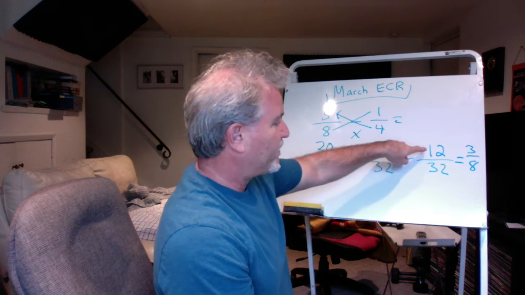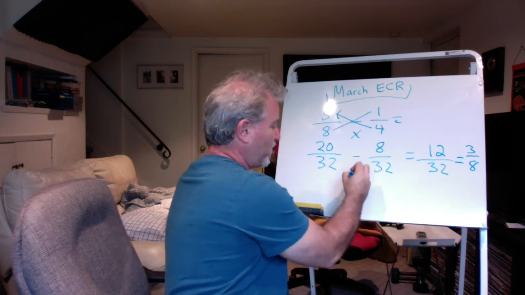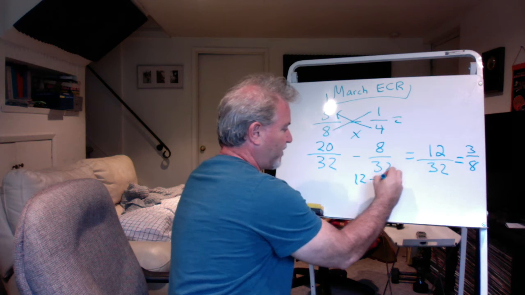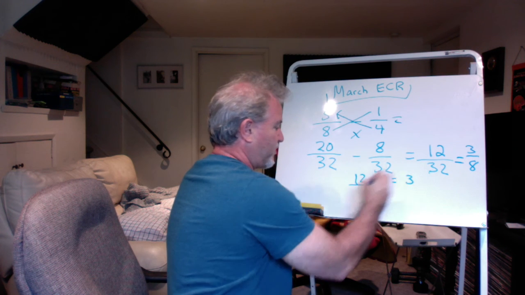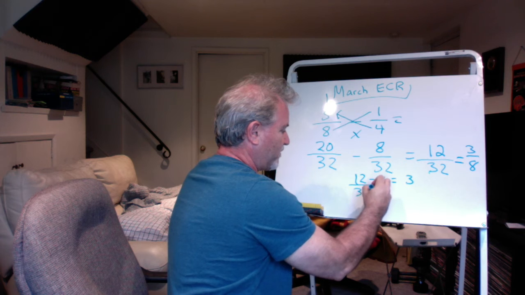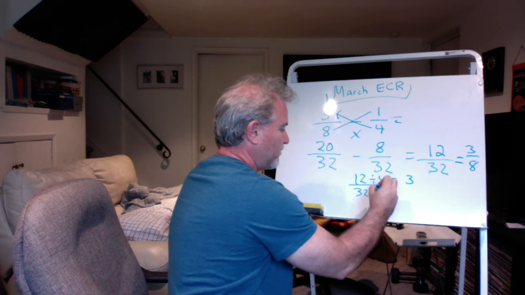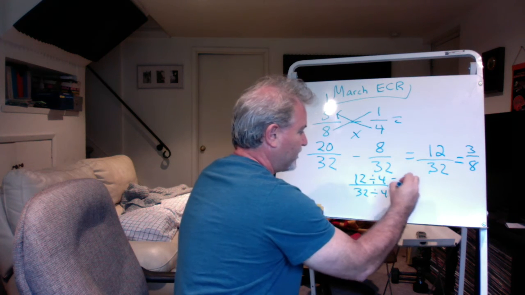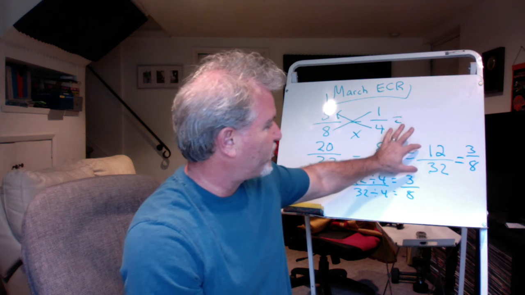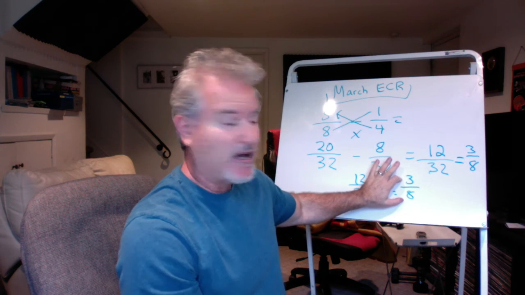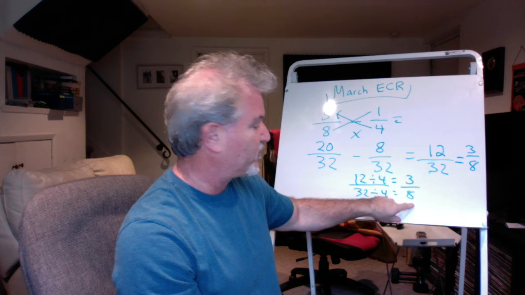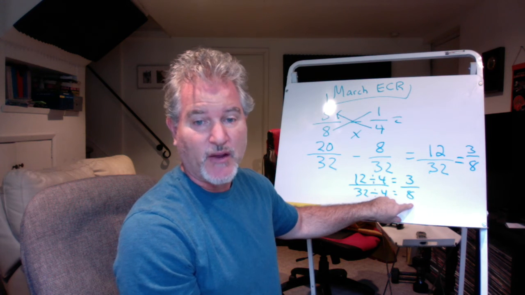3/8. If we divide the top and the bottom by 4, right? If we do 12 divided by 4, that gives us 3. And if we do 32 divided by 4, that gives us 8. So that is how we reduce the fraction from 12/32 to 3/8. Both are correct. This is the reduced answer, which is probably what they want.